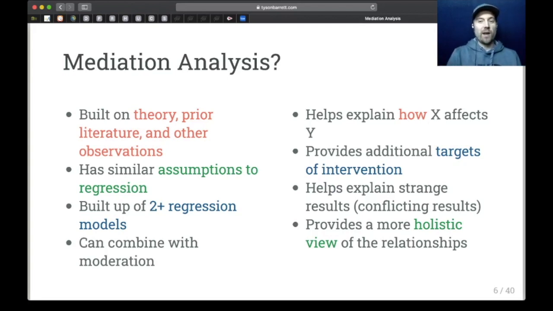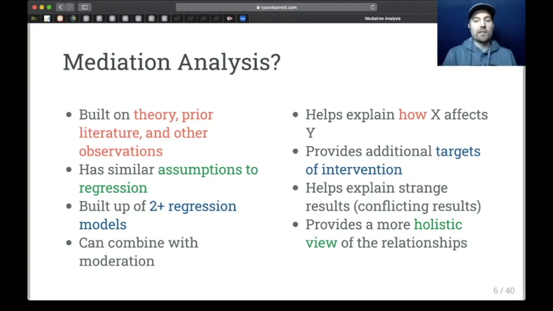What's also cool is it provides additional targets of intervention. So if we have some issues where we can't really affect the ultimate cause, the X, maybe we can help someone with M. I'm going to show what that looks like in a minute. But it allows us to have these other places where maybe we can help so that the outcome is better.